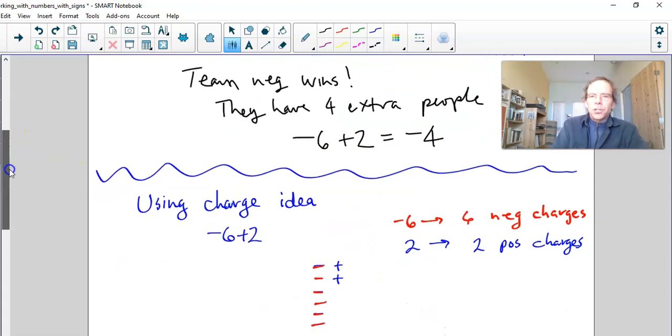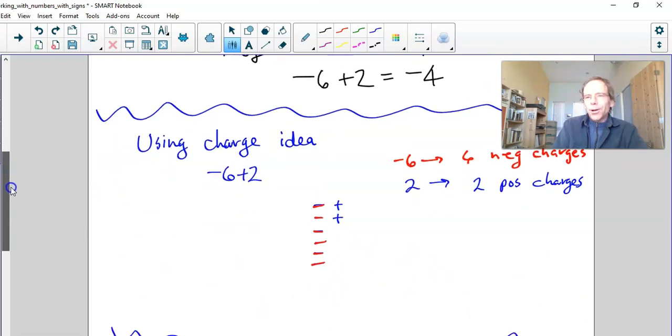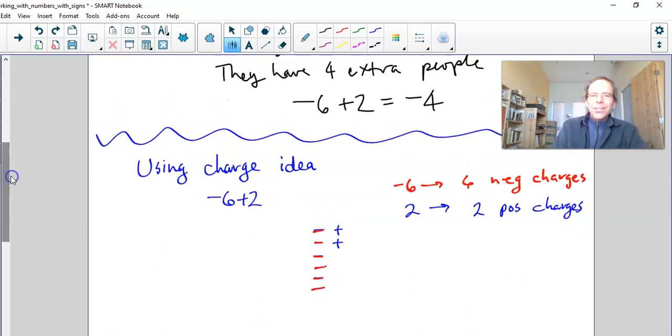How about the charges? Using the charged particle idea, here we've got -6 means 6 negatives. And 2 would be 2 positive charges. Look at what's paired up here. We have 2 positives, and each would pair up with some of the negatives, and that leaves 4 negatives without any positives to balance them out. So there's -4 for charge.